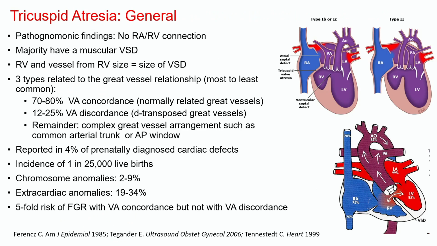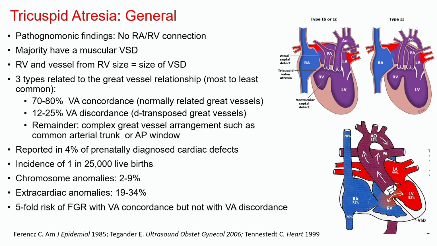So the pathognomonic finding in tricuspid atresia is that there's no right atrium and right ventricular connection. The valve is atretic. The majority of patients have a muscular VSD. And this VSD is very important because the larger the size of the VSD, the larger will be the size of the right ventricle, and the larger will be the size of the great artery coming from that right ventricle.